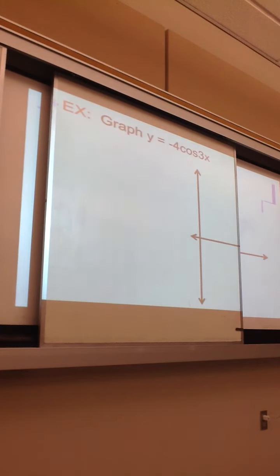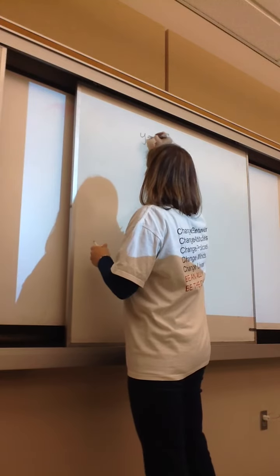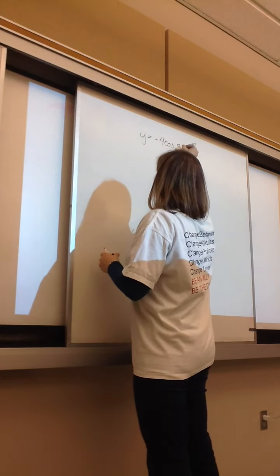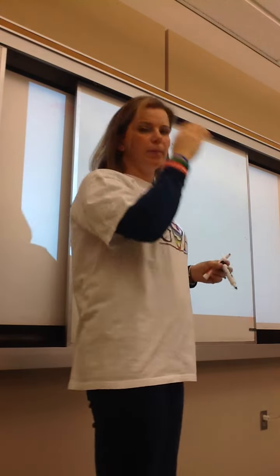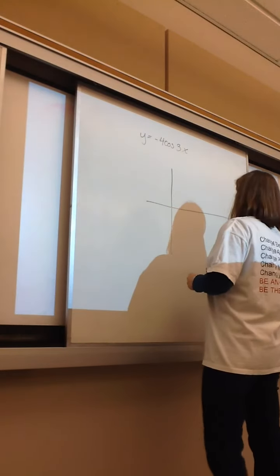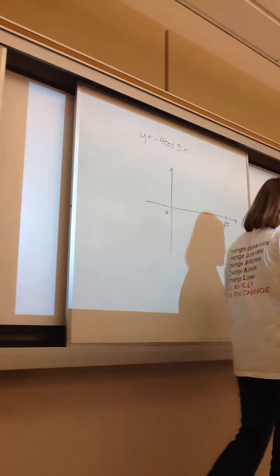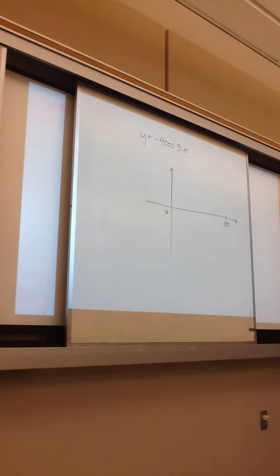So everyone have that written? Negative 4 cosine 3x? Good, okay. So we're going to start here as our first one. We're just going to go from 0 to 2 pi, okay? Just as we did for sine x and cosine x, we're going to start with 0 to 2 pi, and then we'll build off that, and I can ask you for more, okay?